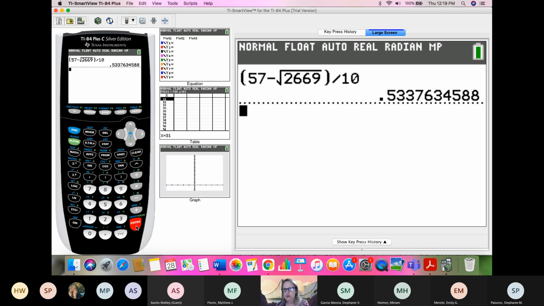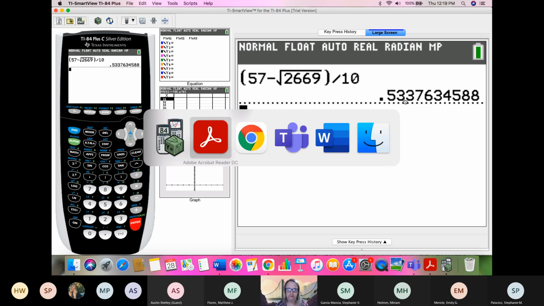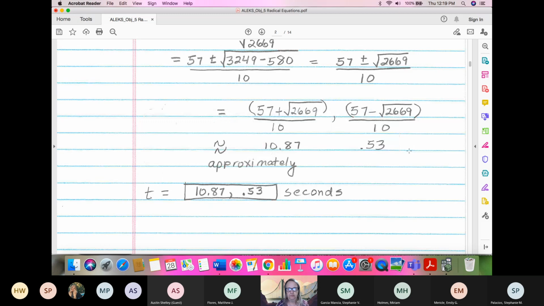And if we round to the nearest hundredth, we get 0.53, and this digit is 4 or less. Remember it, 4 or less, right? And so we just do the 0.53, and so the answer is 0.53 seconds. And that's how I got that.